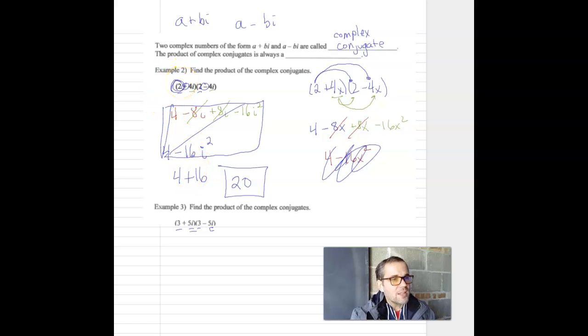Whatever this number is, I'm going to square that. That's a 4. And whatever this number is, not the i, just that itself, whatever that is, I'm going to square that. And then I'll add those two things together. 4 plus 16 is 20. I'm done. This is all the work you have to show. So the shortcut is, if it's a plus bi and a minus bi, just square that a and square the coefficient on the i term and add them together.